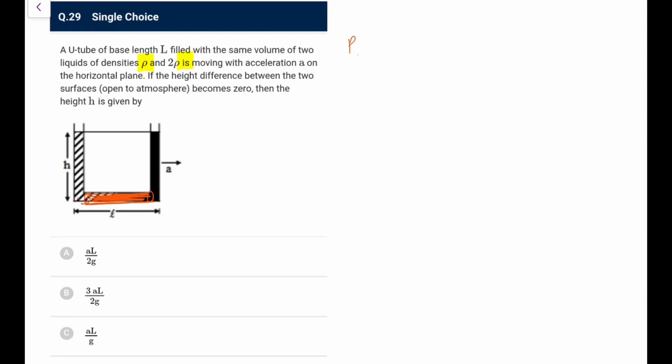Here the pressure would be P naught plus rho gh, and here the pressure is 2 rho, that means the pressure there would be P naught plus 2 rho gh. These would be the pressure at the two sides. Because it is going forward, definitely this will be the denser one and this would be the lighter one. So the difference of the two pressures into area, that would be rho gh into area, is equal to ma.